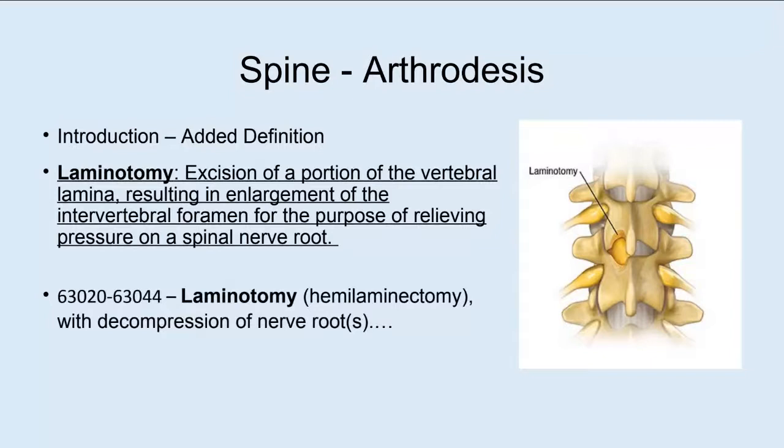Okay, laminotomy. We talked about laminectomy. This is a laminotomy. Laminotomy is the excision of a portion of the vertebral lamina resulting in enlargement of the intervertebral foramen for the purpose of relieving pressure on a spinal nerve root. So it's laminotomy here. And we're trying to enlarge the foramen and the opening, okay? And this is used in the nervous system, 63020, 63044, hemilaminectomy with decompression of nerve roots.